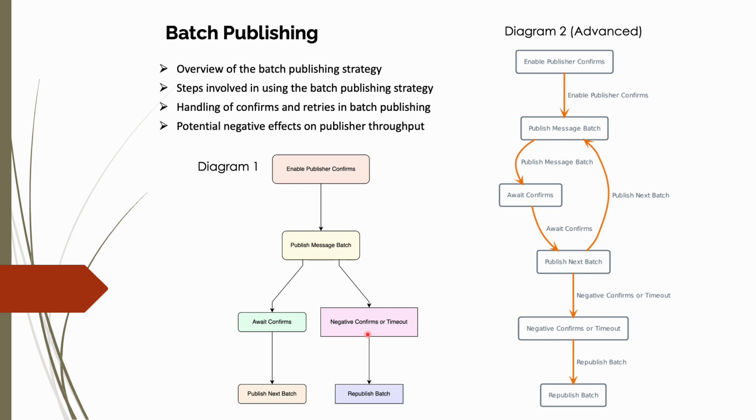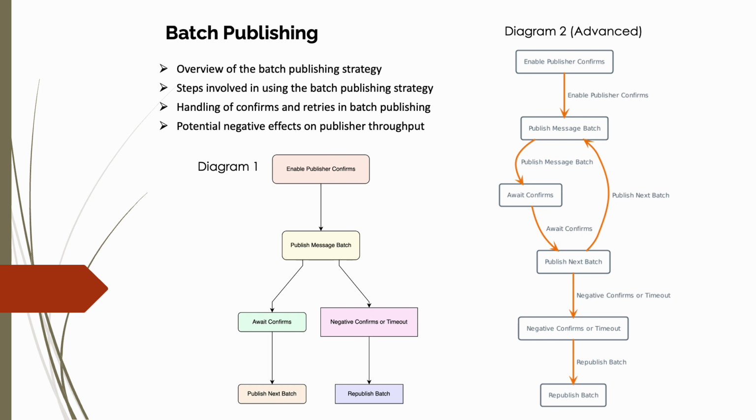Considerations for choosing the batch size and balancing throughput implications are essential to optimize the performance of the batch publishing strategy. Please remember to adjust the batch size and other parameters according to your specific requirements and performance considerations.